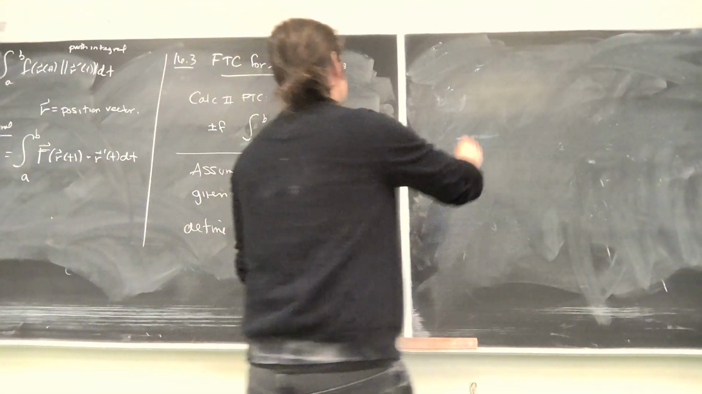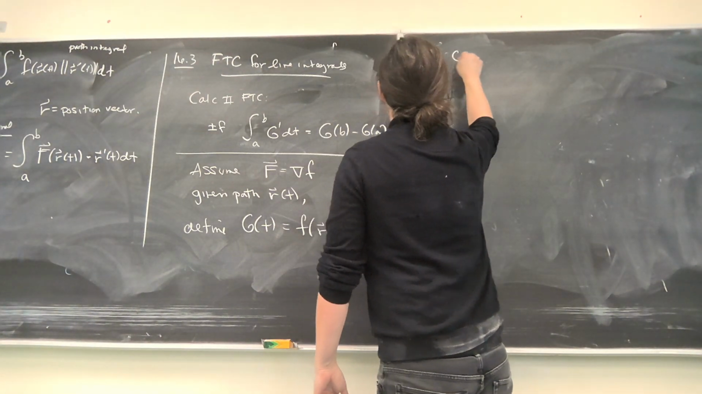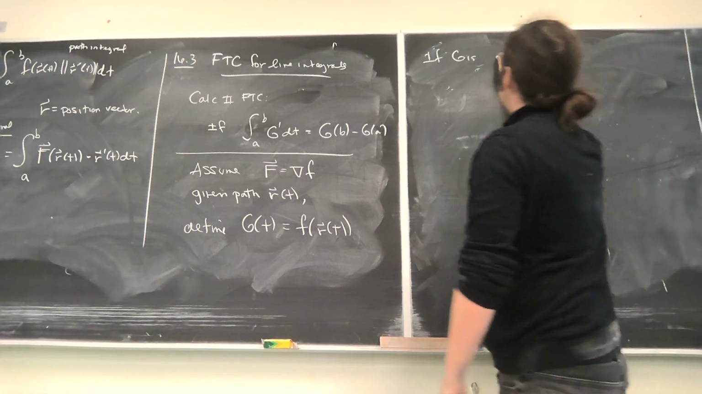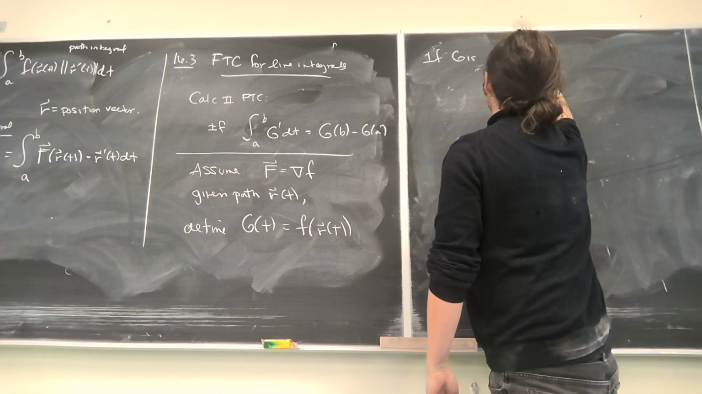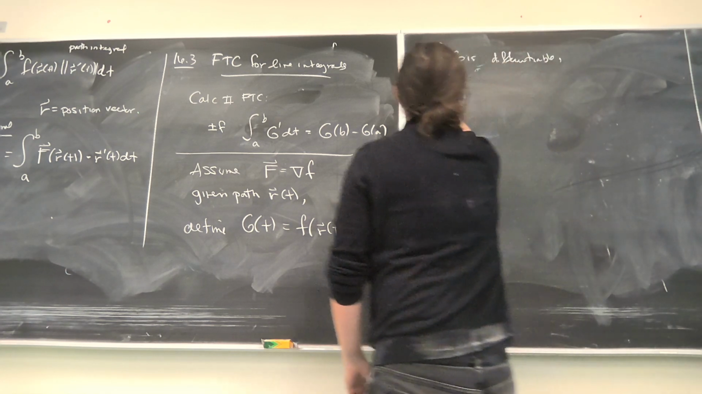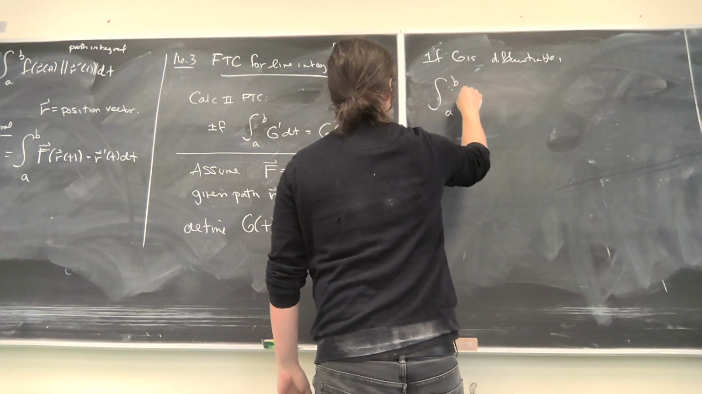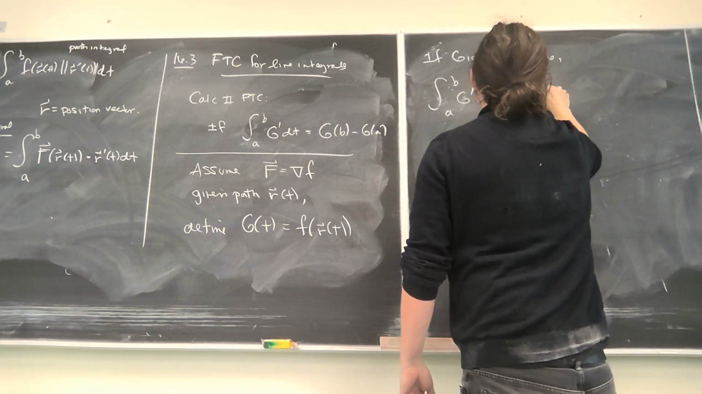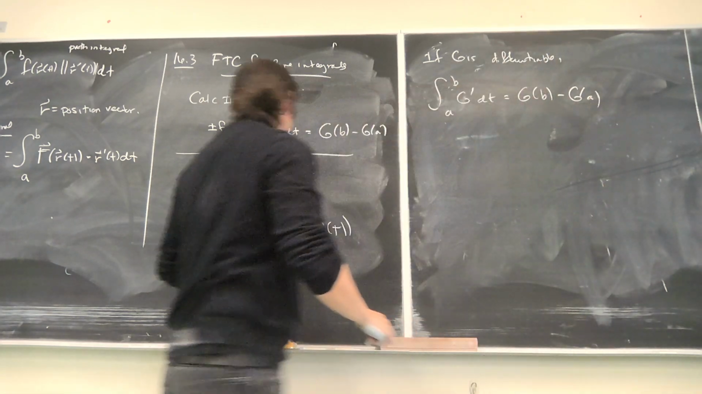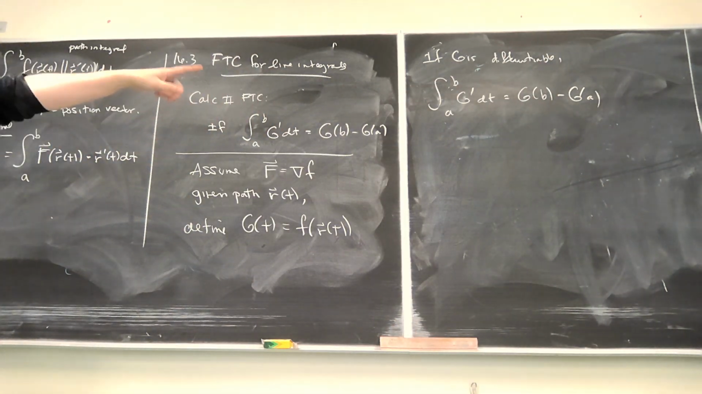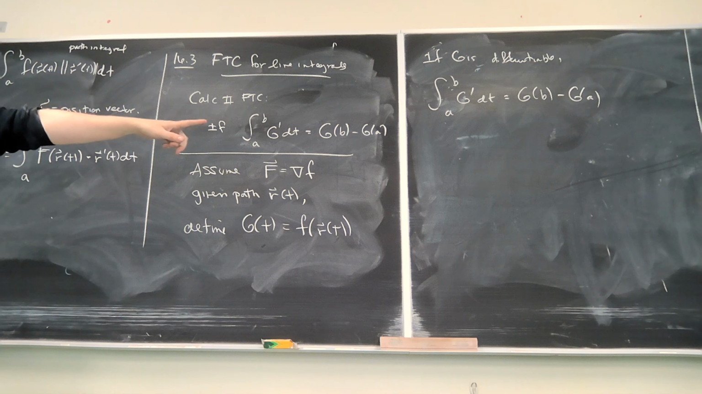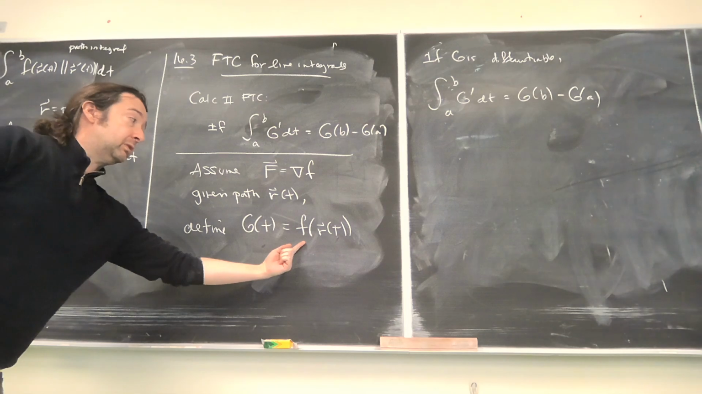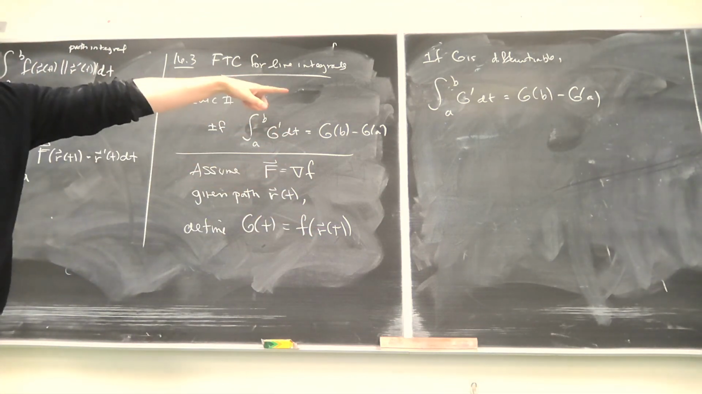So what that would mean is, if g is differentiable, then we would know that the integral from a to b of g prime dt would be equal to g of b minus g of a. This is a calculus 1 function. The calculus 1 fundamental theorem of calculus applies to it. But in the symbols that we've written down here, if I let g be equal to little f of r of t, I can actually write down what g prime is.